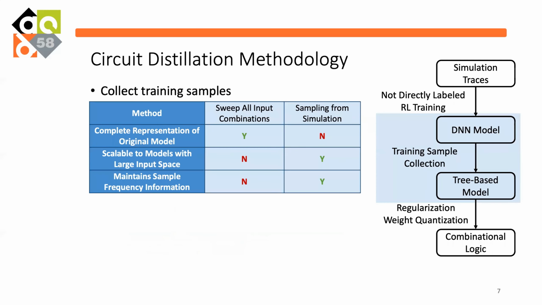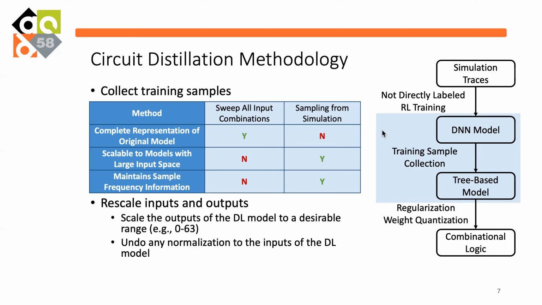Starting from a trained DNN model, the first step of our circuit distillation methodology is to train a tree-based model from the DNN model. There are two ways of collecting training samples from the tree-based model. One is to sweep all possible input combinations of the DNN model. The other one is to collect training samples from simulation. While the first method allows the tree-based model to learn from a complete representation of the DNN model, the second method is more scalable and maintains the sample frequency information in the real use case.